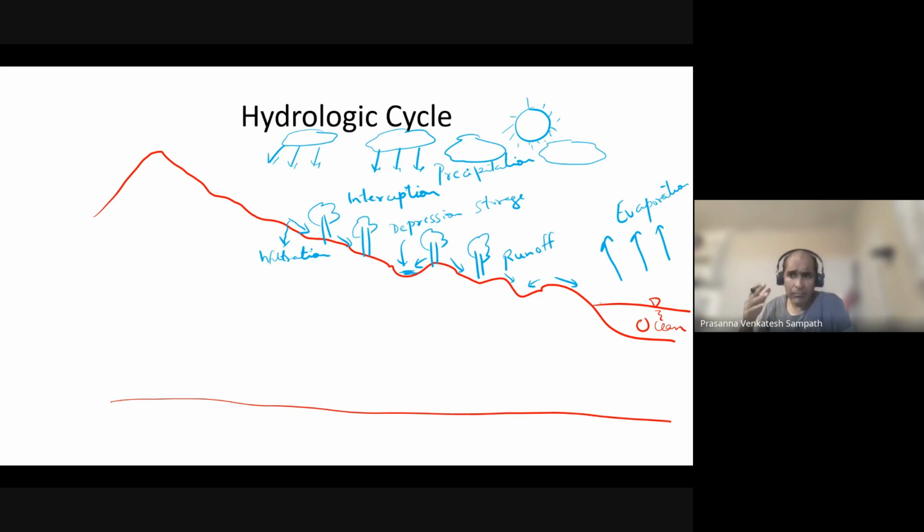Now, again, this name is used in a very loose manner. The water is running off on the land surface, which we refer to as runoff. Sometimes people will call it surface runoff. Sometimes people will say overland flow, because the water is flowing over the land surface. All of these terminologies mean more or less the same thing. Okay, so there's evaporation, there's precipitation, there is interception, there is depression storage, there's infiltration, then there is runoff.